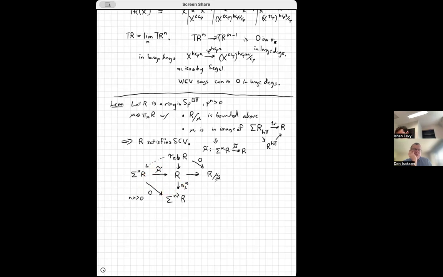And this is, yeah. Okay. And so then you're done because you wanted a null homotopy of this composite, but this map factored through that, and then this is 0. Okay. So this is a nice way to prove canonical vanishing.